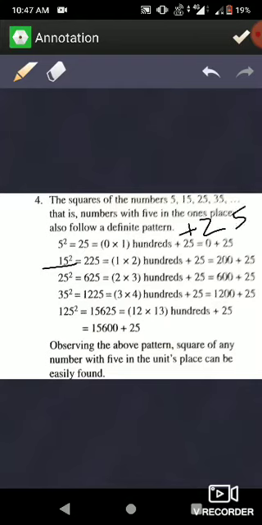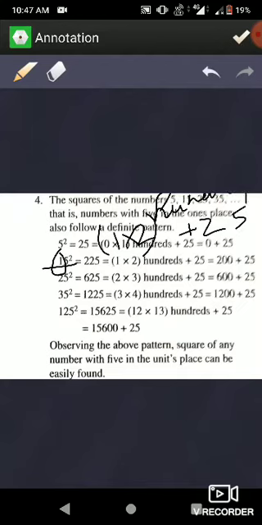Now come to the digits which are before the 5, which means that precede the 5. It is 1, so multiply 1 by the next increasing number, 2. Suppose 1 into 2, and give the value of 100.